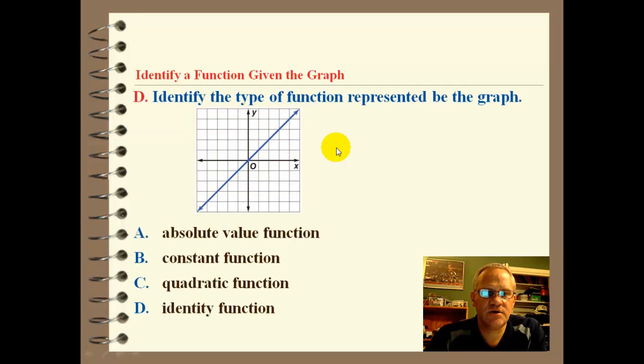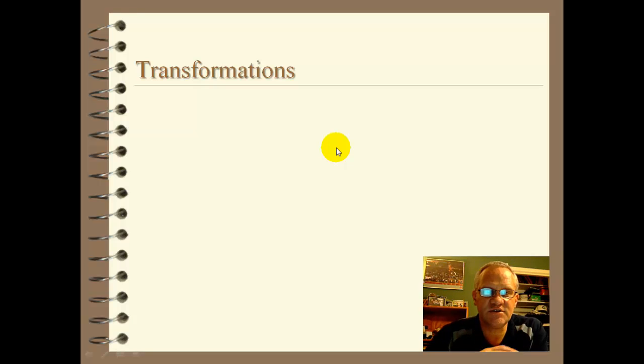And then the last one here, if you hadn't figured it out by now, this is the one where it starts at 0, goes up 1 over 1. That's the identity function. Okay? All right, so now let's get into transformations a little bit now.